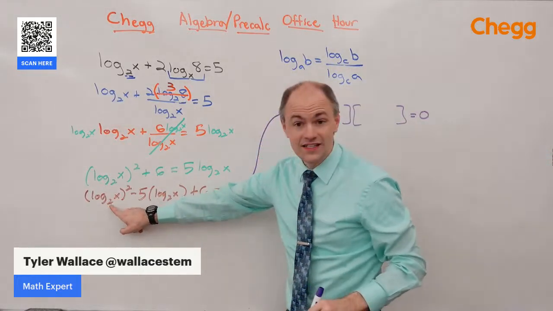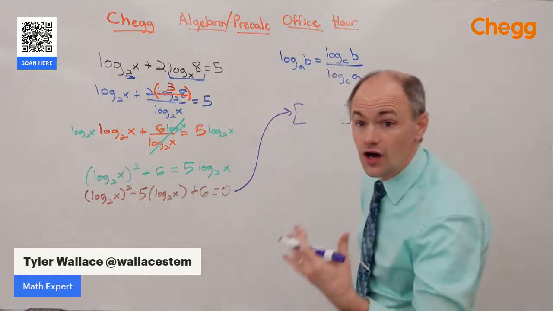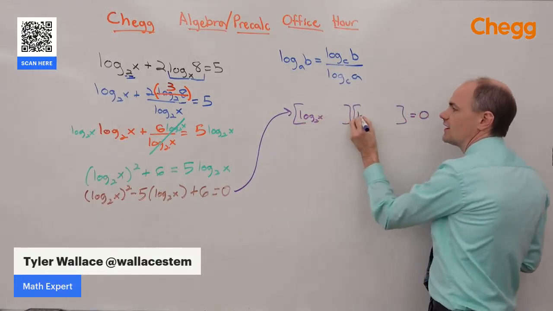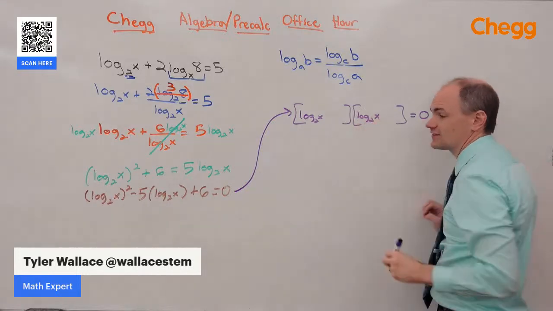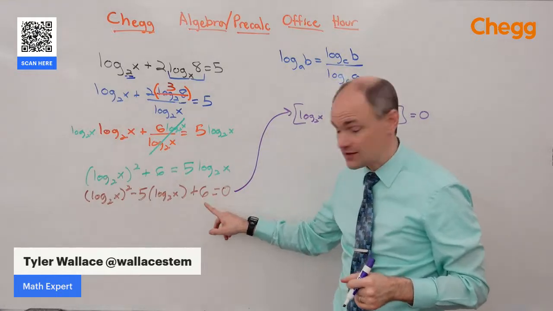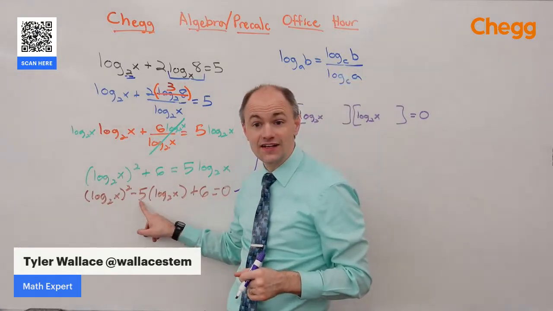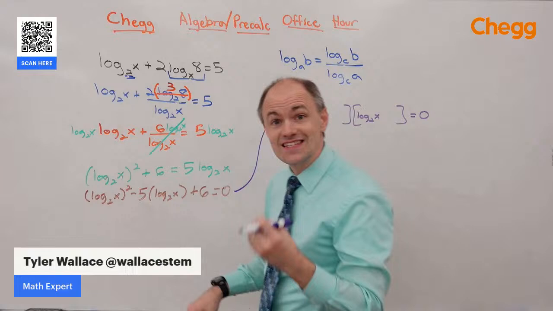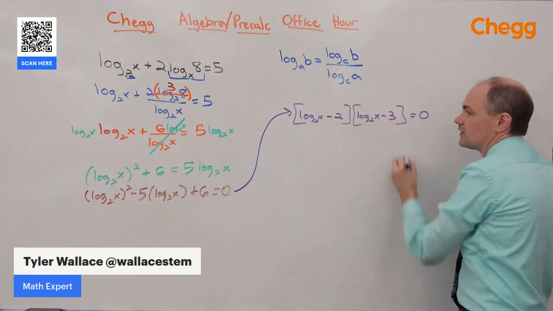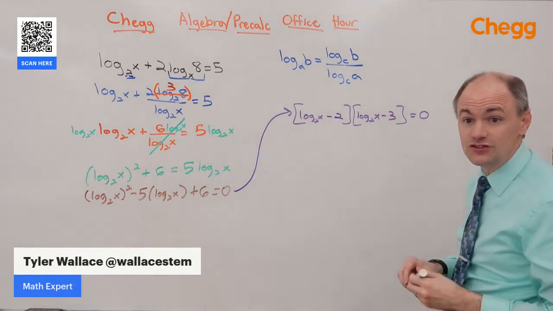Well, what times what gives me log squared? Log times log gives me log squared. So we've got log base 2 of x and log base 2 of x. Then I want two things that are going to multiply to 6, but add to a negative 5. 6 is 2 times 3, and if they're both negative, we end up with our factored form.